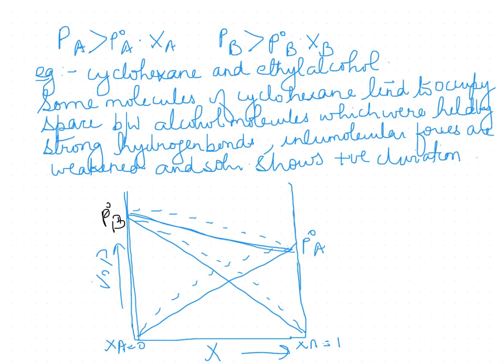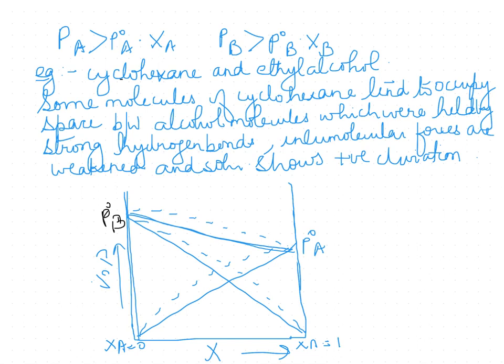So in that case, I'm going to describe the conditions that hold when two components form a non-ideal solution showing positive deviation. PA is greater than P0A into XA, PB is greater than P0B into XB, and P total is greater than PA plus PB. Number 2, delta H mixing is greater than 0, and next is delta V mixing is greater than 0. Is it clear?